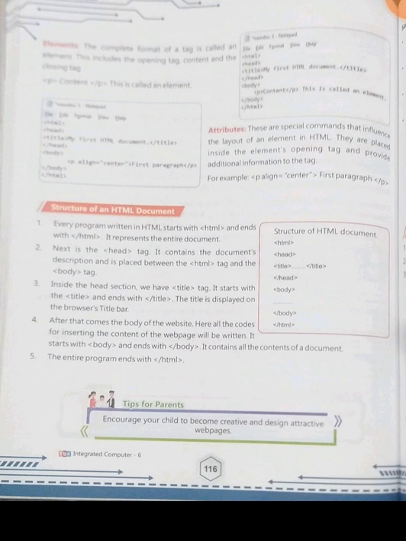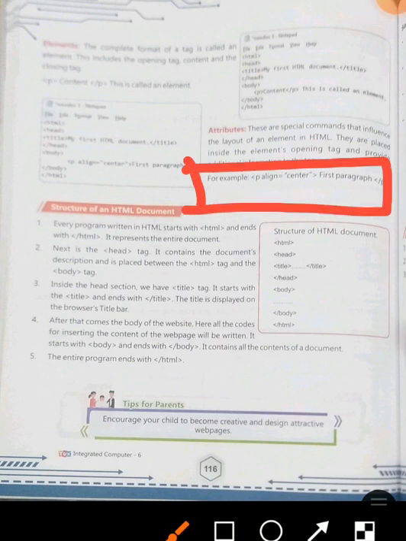Next is attributes. These are special commands that influence the layout of an element in HTML. They are placed inside the element's opening tag and provide additional information to the tag. Here you can see the example P align equals center. The P is for paragraph, and it has to start from the center, the first paragraph, and then the tag is closed. Here you can see the example. This one is the attribute, that center part, it is written here.